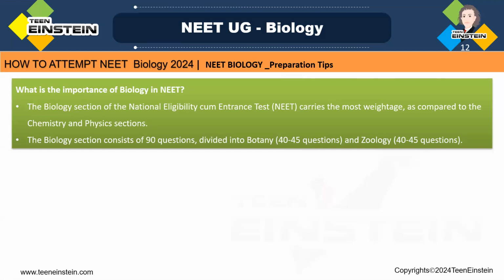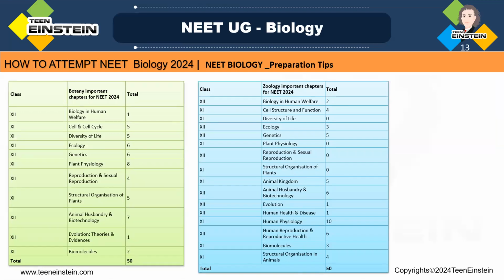Then another thing here, you can see the biology questions. Important chapter-wise questions distribution, we can see here: biology in human welfare. From there you can expect questions, and cell cycle, from that a minimum of 5 questions you can expect. Diversity of life, ecology and diversity, from that you will get. And from genetics also. Then plant physiology, you will get more questions. And animal husbandry and biotechnology, you will get more questions.